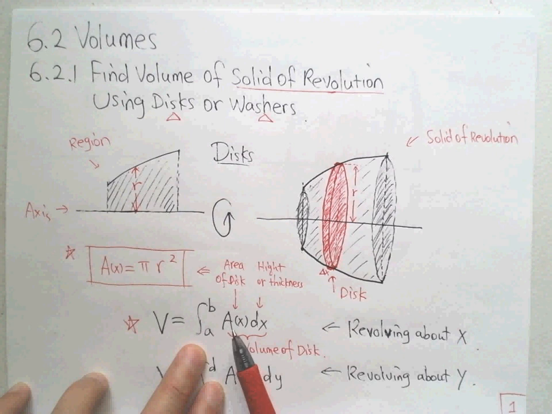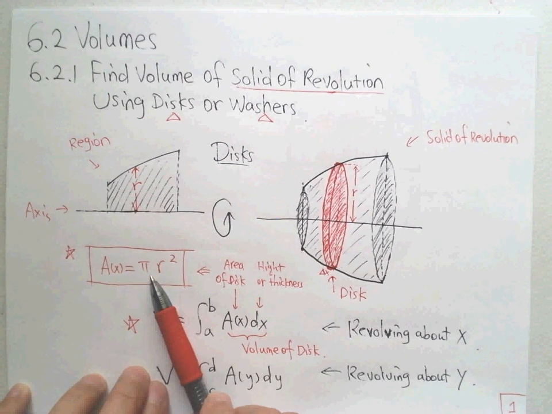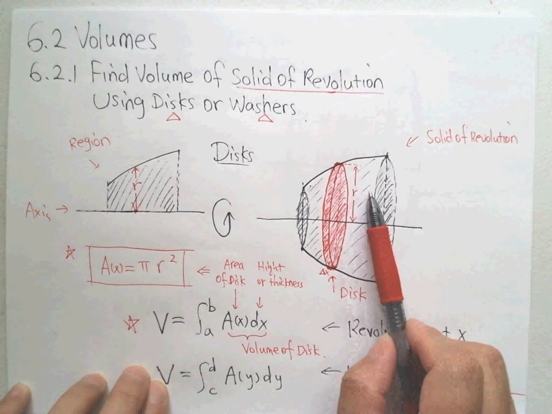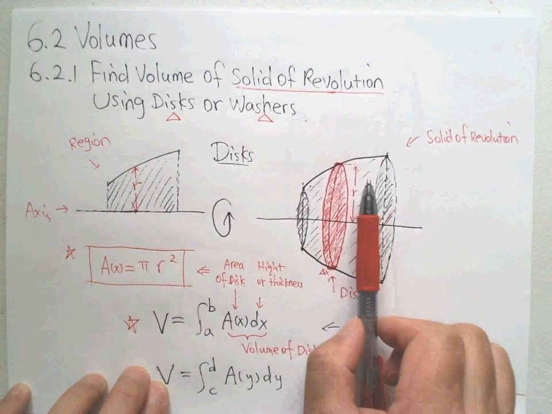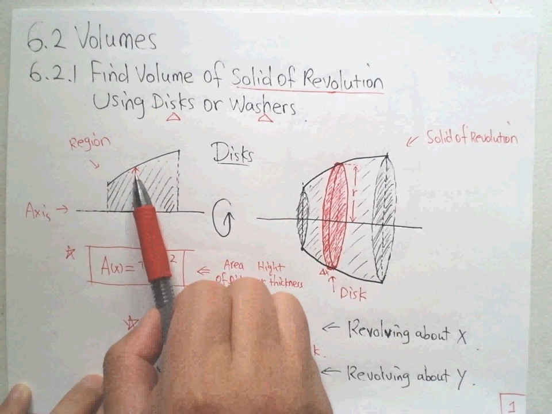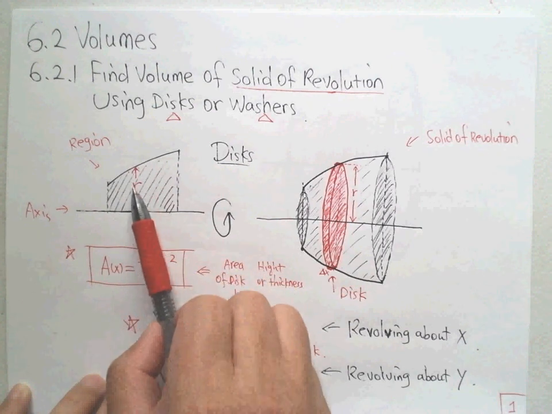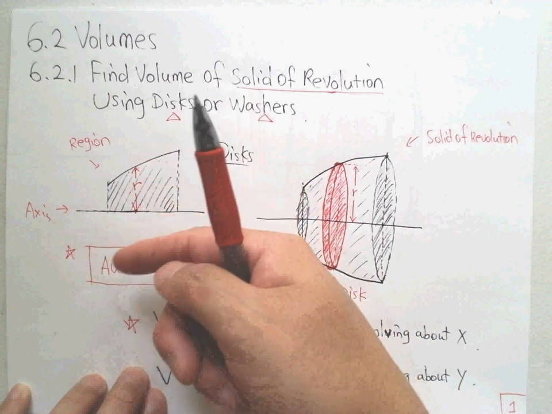The most important part is how to find the area. The area of the disk is easy. Why? It's just pi times r squared. We have a single r, right? If we fix x here, the r is the value of the function. Look at it here: how high it is is the value of the function, right? I mean this is r. And then rotate, you get a disk. Rotate, you get a circle.